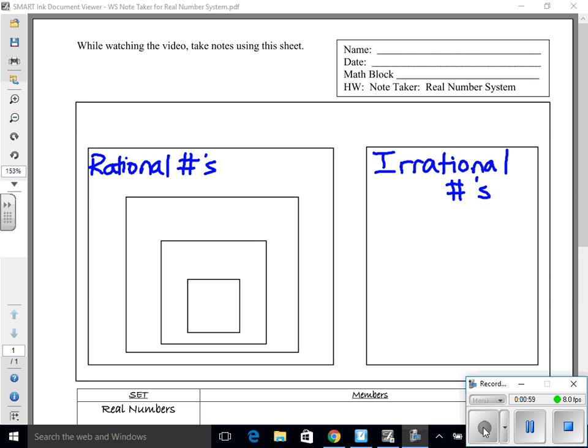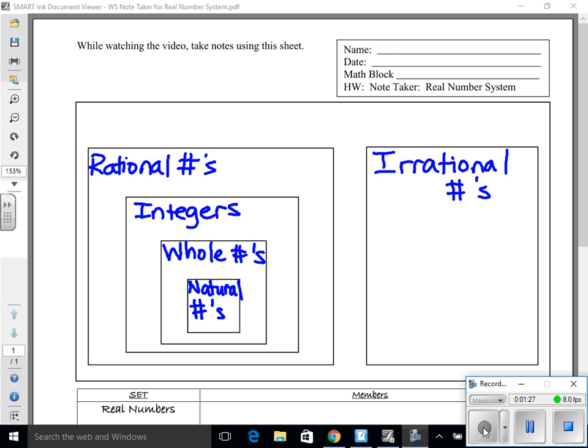The next category under rational is going to be your integers. And then smaller than that would be your whole numbers. And then the smallest subset of the real number system are what are known as your natural numbers. Right? And it doesn't always have to be using squares. Some diagrams use circles, some use ovals. It's the same structure that matters.